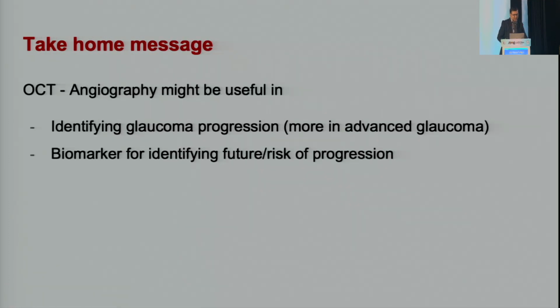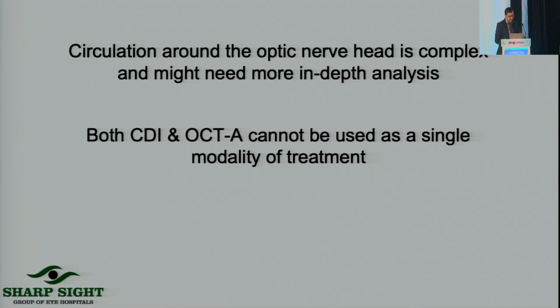So, take-home messages: OCT angiography might be useful in identifying glaucoma progression, and can be used as a biomarker for identifying future risk of progression. My last slide: circulation around the optic nerve head is still complex and might need more in-depth analysis, and both color Doppler imaging and OCT angiography cannot be used as a single modality of treatment.